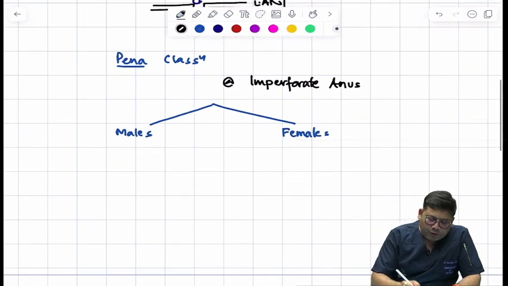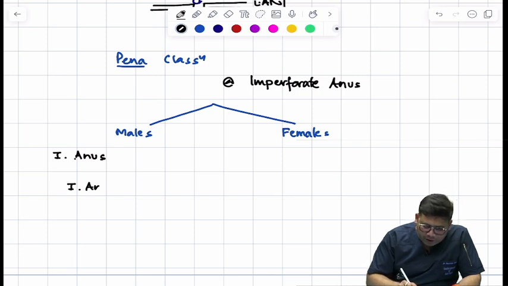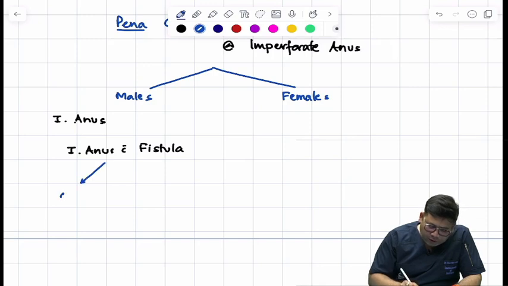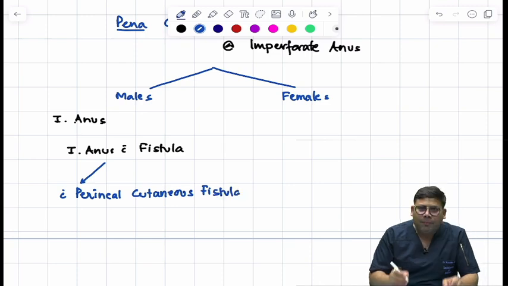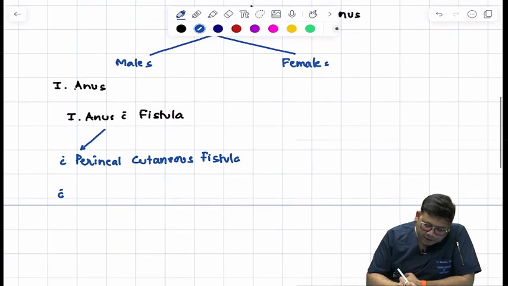Imperforate anus, point number 1, it could be imperforate anus alone, or it could be imperforate anus with fistula. Now, when you talk about imperforate anus with fistula, what are the things that you get to see? It could be with a perineal fistula, that means a perineal cutaneous fistula. The opening is there onto the skin, but not on the right place where the anal opening is there.